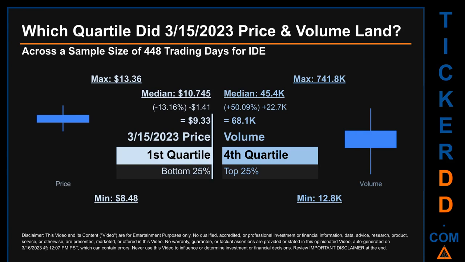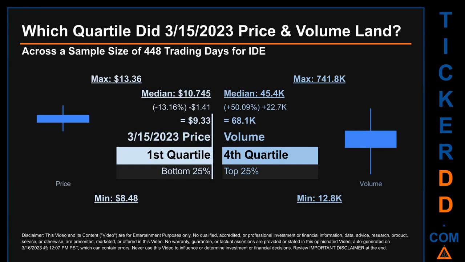Which quartile did March 15, 2023 price and volume land? Across a sample size of 448 trading days, the maximum end of day price for IDE was $13.36 while the minimum was $8.48. Within that price range, March 15, 2023 price, of $9.33, landed within the first quartile, meaning it was within the bottom 25% of all sampled end-of-day prices.